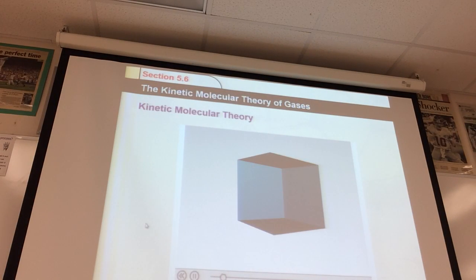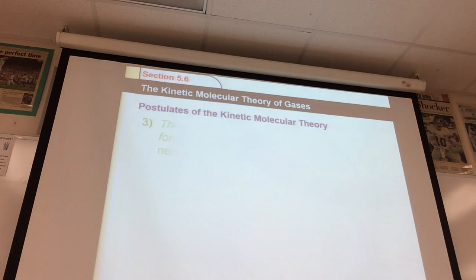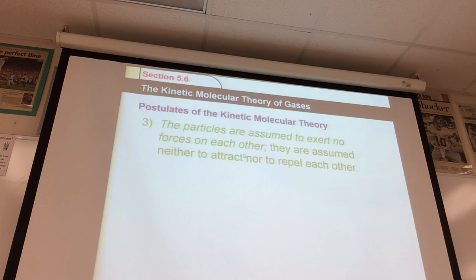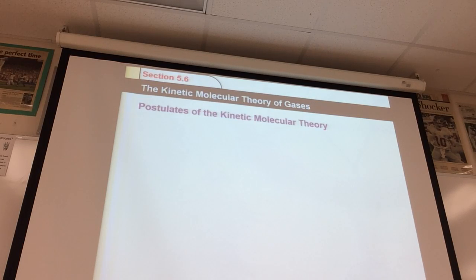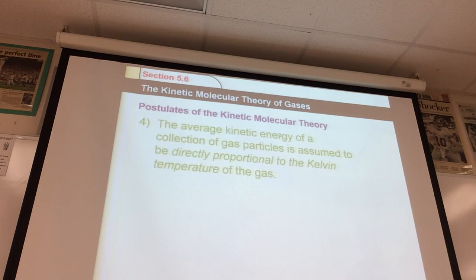The motions of gas particles are very erratic. Particles continuously change direction and velocity as a result of collisions with other particles and with the walls of the container. The particles do not exert any force on one another. They're not attracted to one another in any regard. They don't repel one another. And this is very important.